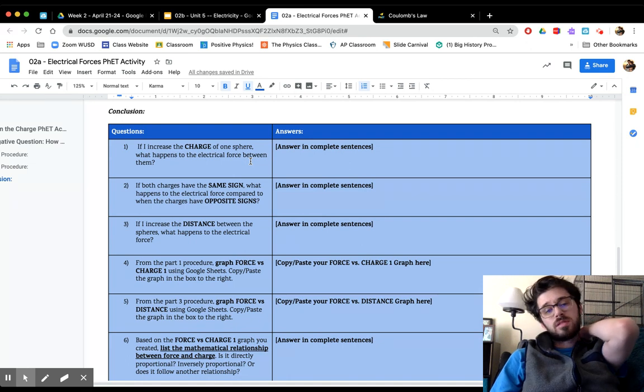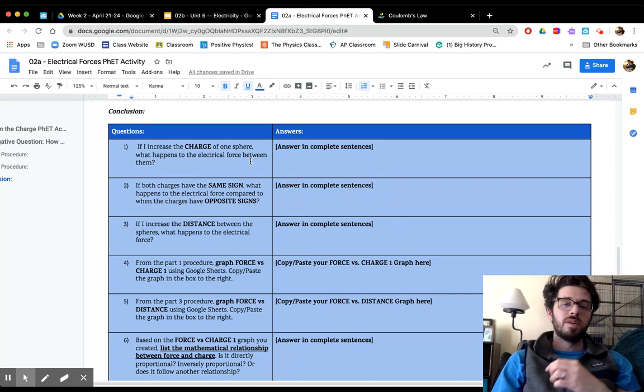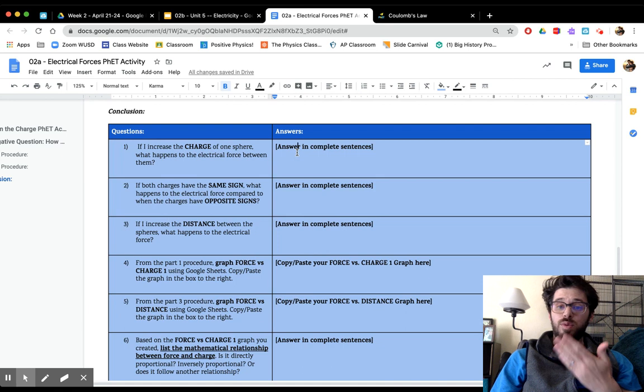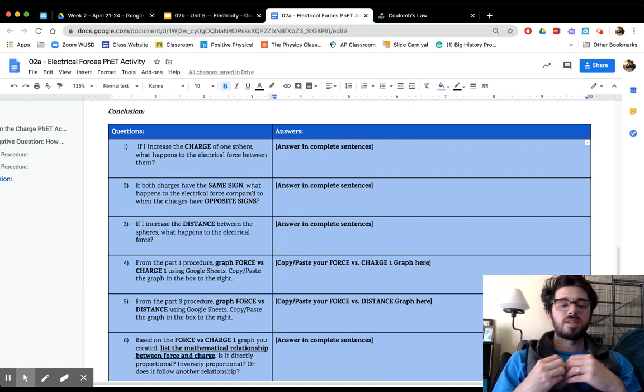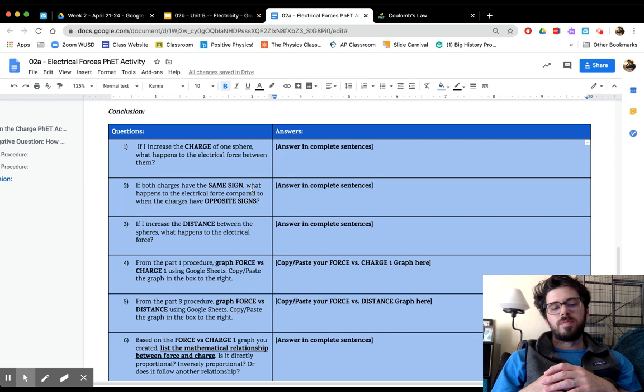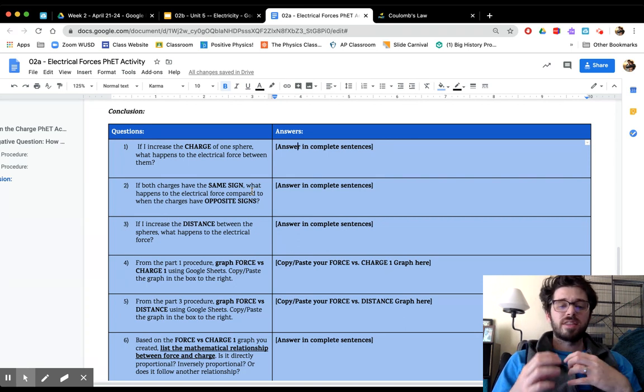So if you did increase the charge of one sphere, what happened to the force between them? This is where you'll write that in complete sentences. If both charges had the same sign, how did that compare to when they had opposite signs? If I changed the distance between the charges, how did that affect things?